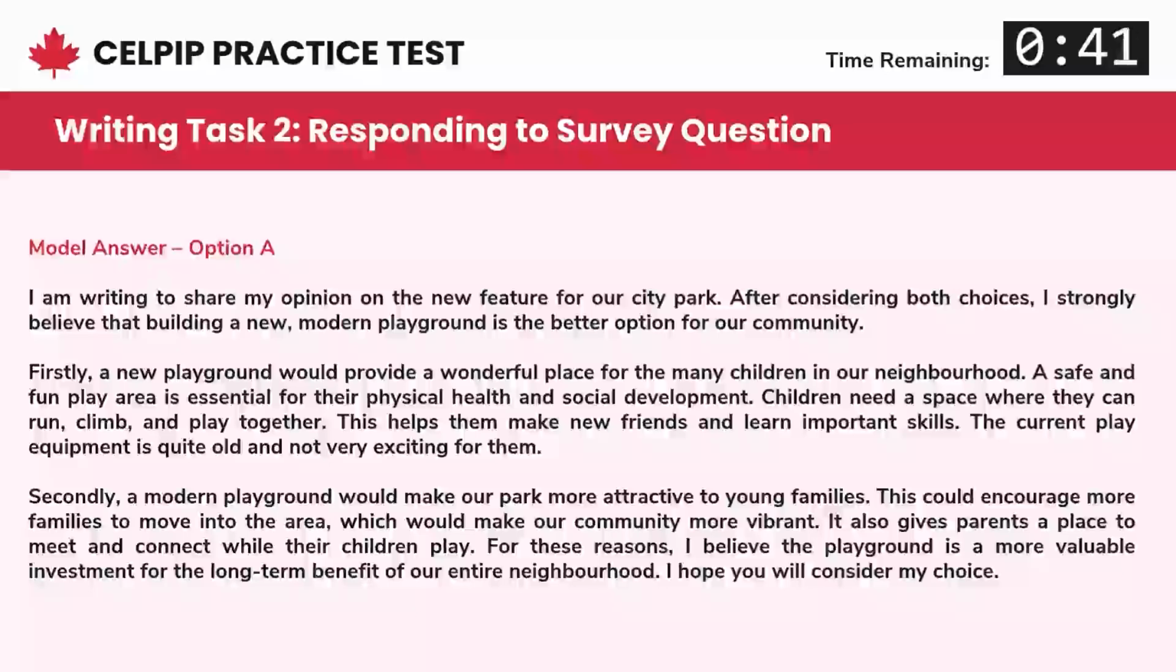The organization is excellent for this task. It has a short introduction, 2 body paragraphs for the main points, and a brief conclusion. The tone is polite and persuasive, which is perfect for a survey response. The writer uses simple linking words like firstly and secondly to introduce new points. This helps the reader follow the argument. The vocabulary also includes 2 effective stretch words: essential, which means absolutely necessary, and vibrant, meaning full of life and energy.